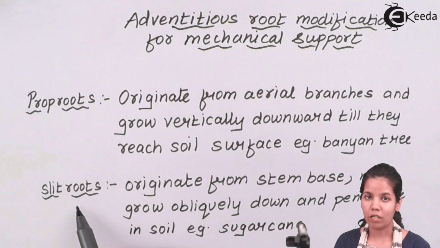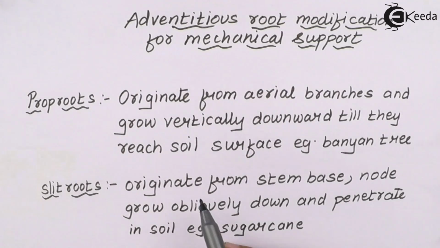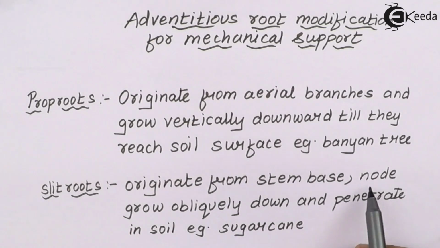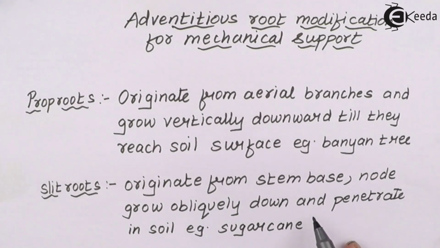The next kind of roots are stilt roots, or you can say standing roots at one place. Now, an example of stilt roots would be your sugarcane. They originate basically from the stem base, or you can say the division part of sugarcane, or the node part, and they grow obliquely down and penetrate in the soil.